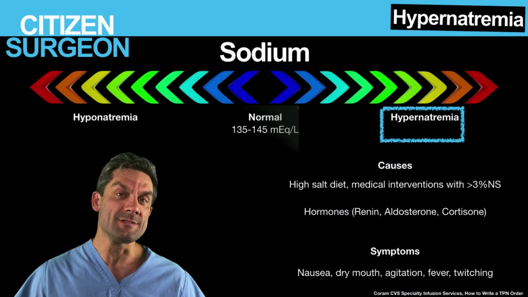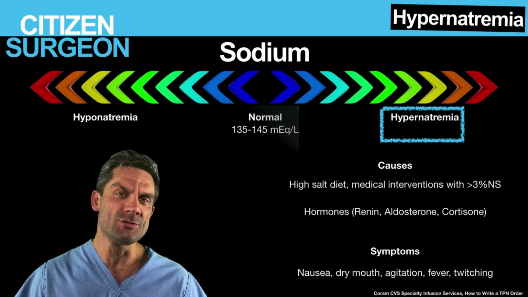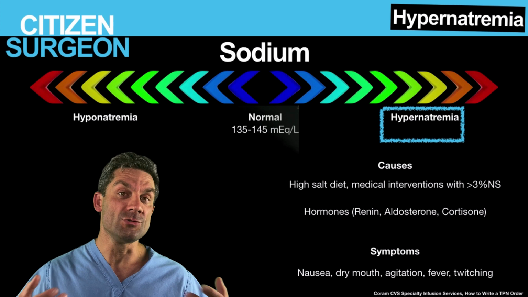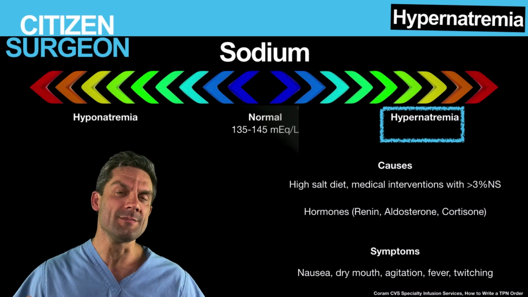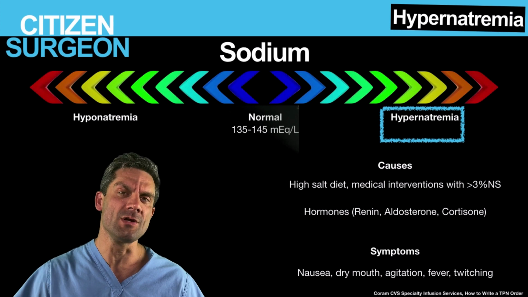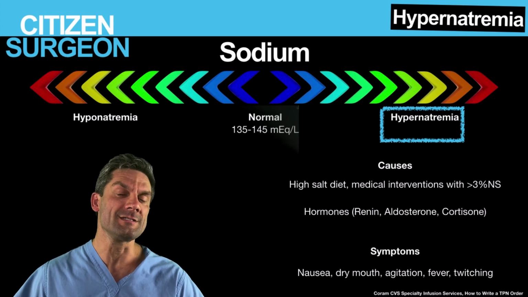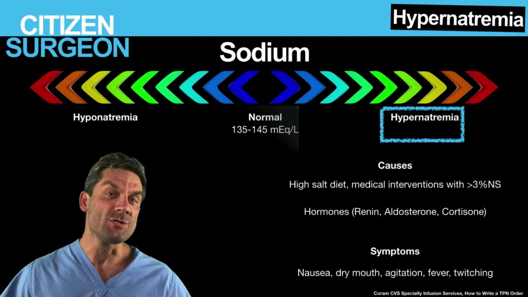And then what are some symptoms? So symptoms of hypernatremia are going to be things like nausea, dry mouth, fever, agitation. Those will be your symptoms, and those usually don't come on until the sodium level is like greater than 160 milliequivalents per liter. So how do you treat it?